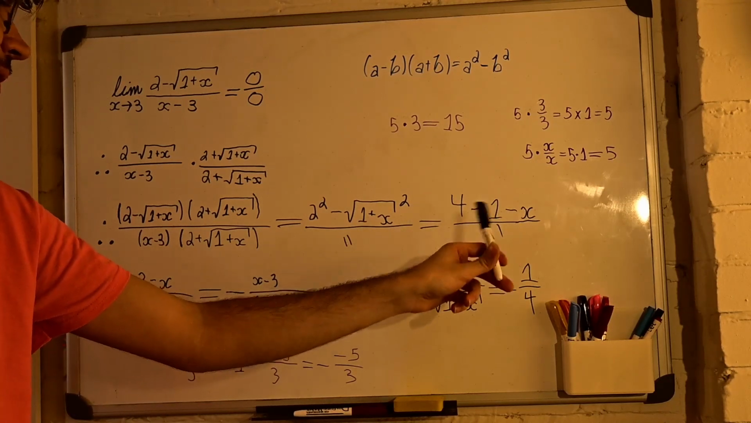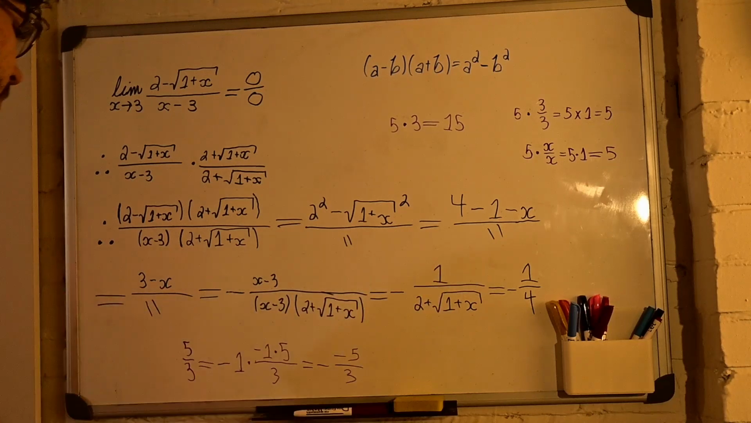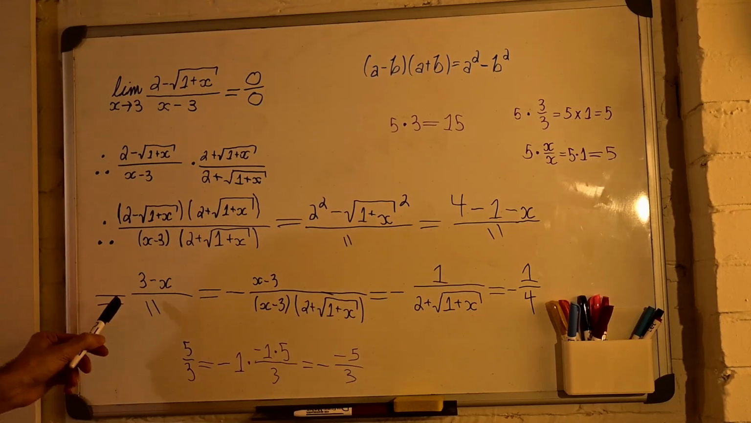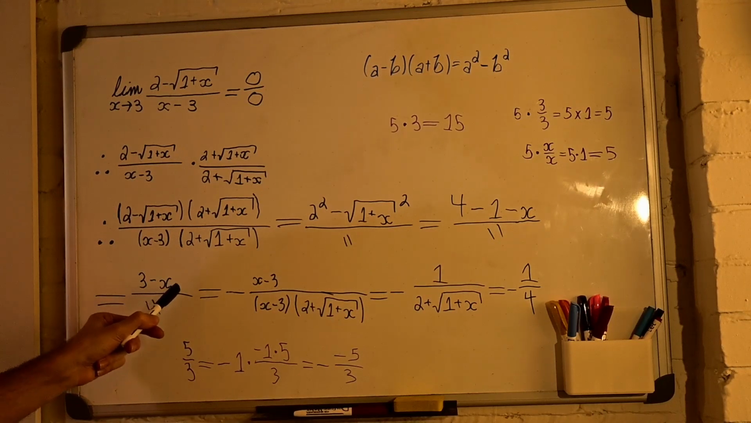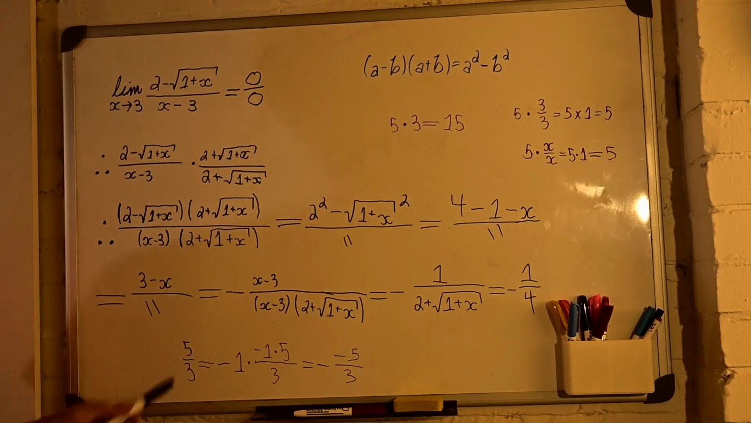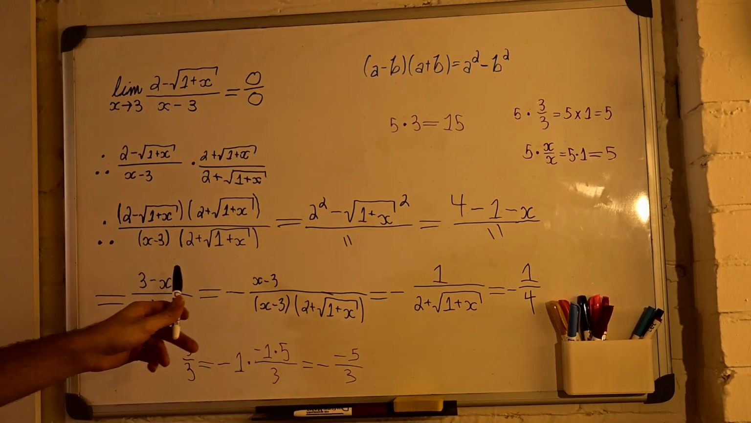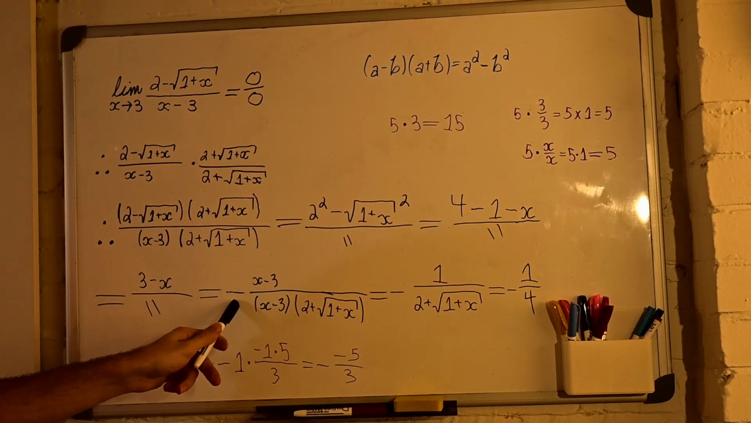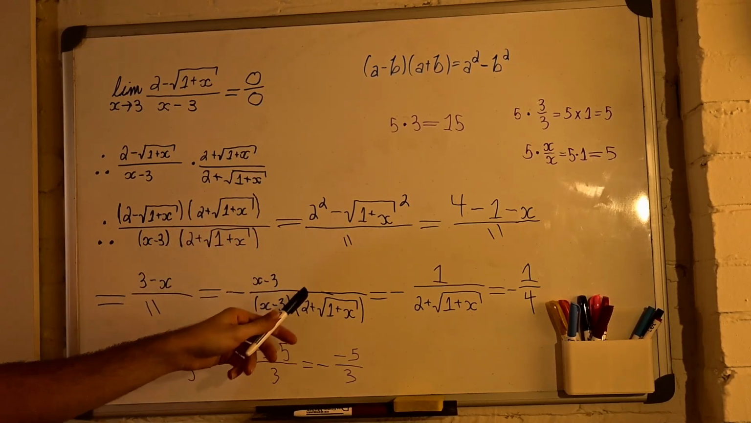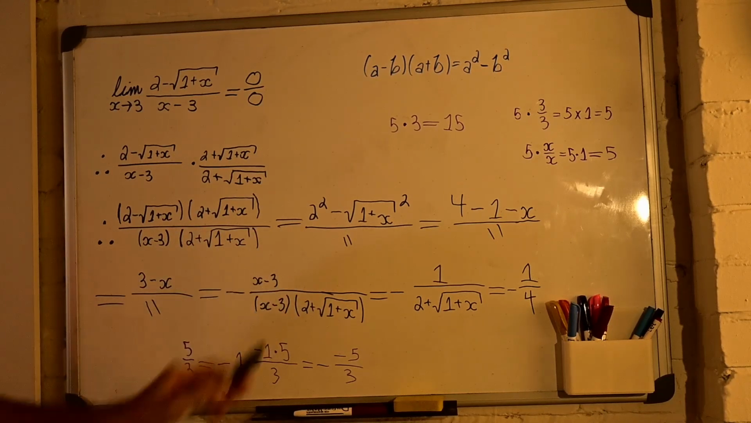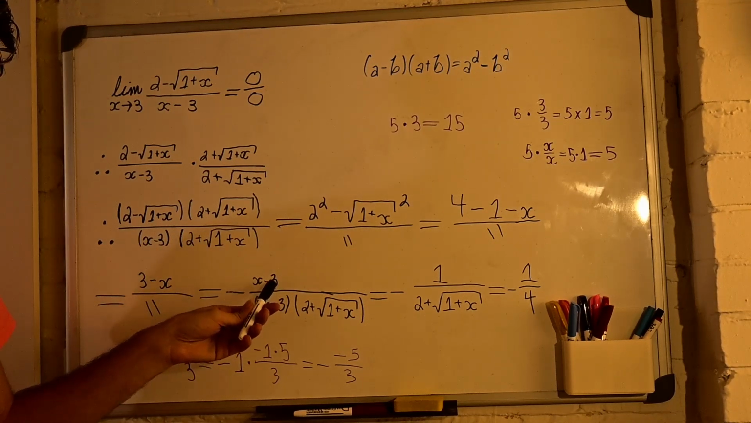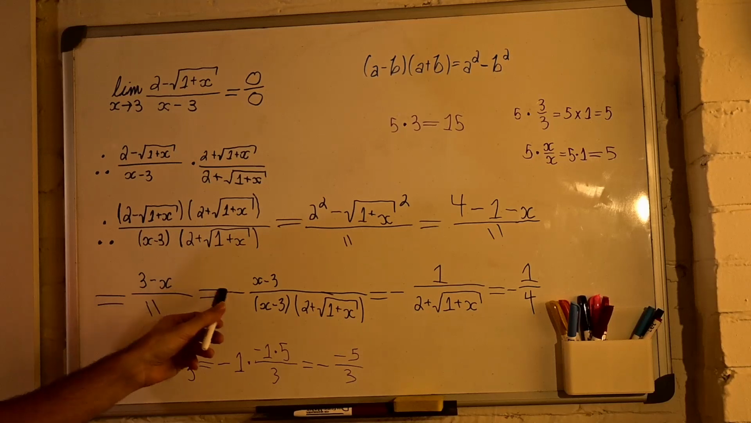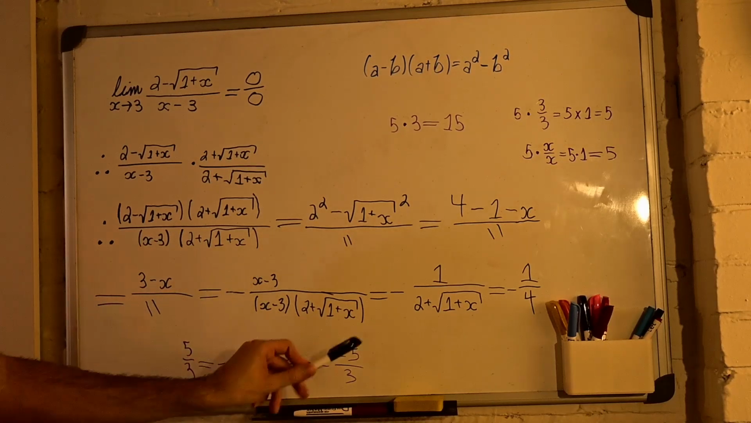4 minus 1 minus x, divided by the same thing. And then over here, you see that simplifies to 3 minus x divided by the same thing. And then that in turn changes to negative x minus 3 divided by the same thing. I just rewrote it again because now we're going to be working with it. If you don't know what I did here, why did 3 minus x turn into negative x minus 3? I have this little demonstration right here.